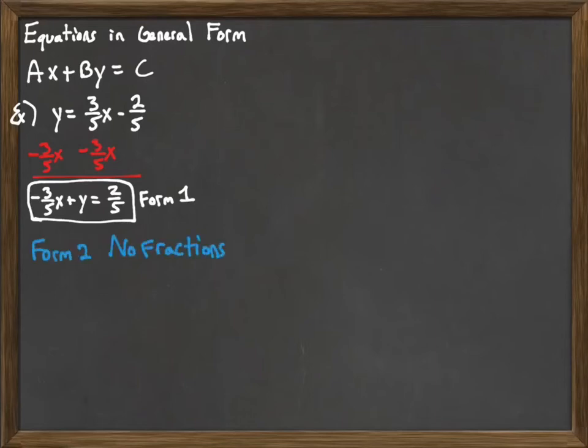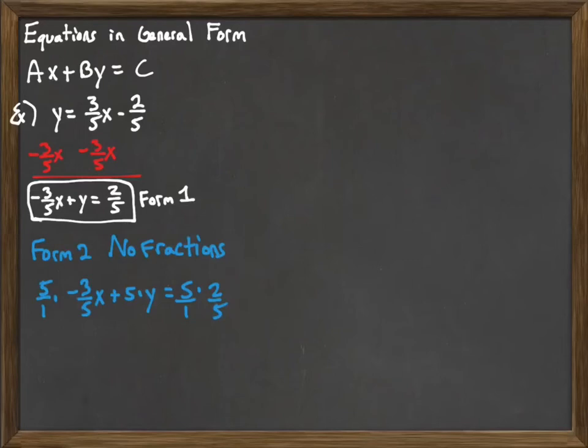No fractions are allowed. Now remember from when we were solving equations that we can get rid of fractions by multiplying both sides of the equation by our common denominator. In this case we have just the one denominator, 5. So we can multiply everything by 5. So 5 times the negative 3/5 x plus 5 times the y equals 5 times the 2/5. And when I was multiplying by a fraction, I went ahead and wrote that as 5 over 1. And so we would simplify here.